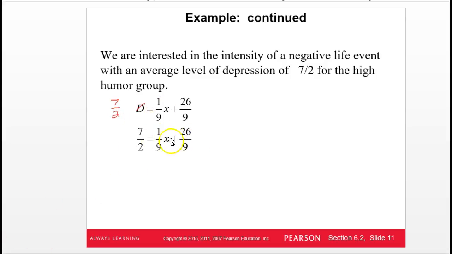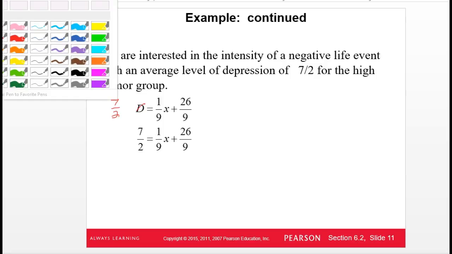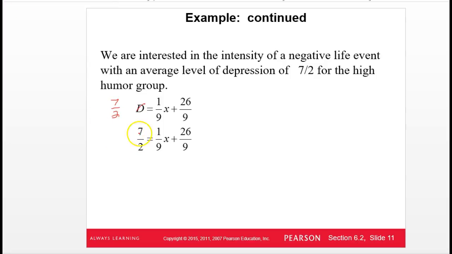All right, now the very first thing you want to do when you have fractions in a linear equation like this is to get rid of the fractions. I don't want any fractions in here. So I want to get rid of all the fractions. And to do that, we need to multiply by the least common denominator. So what is the least common denominator for 7/2, 1/9, and 26/9? Well, the least common denominator is the smallest number that 2 and 9 will both divide. All right, and since 2 and 9 don't have any common factors other than 1, then the least common denominator is the product of the two. So the product of 2 and 9 is 18.